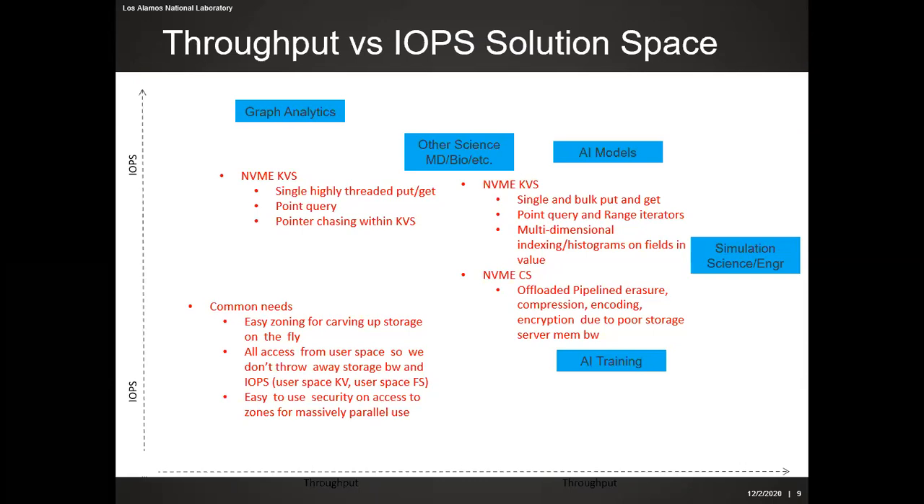So with that background, you take this graphic and look at the kinds of things NVMe could do for each of these workloads. Of course, NVMe key value gets you lots of IOPS, and you can do single and bulk puts and gets and the like. NVMe computational storage, which is what CS stands for, is really for throughput, so you can do offloaded pipeline erasure, compression, encoding, and the like. Why would you want to do that? Because storage server bandwidth is so horrible, and even client memory bandwidth is so horrible, that you can't do all these things at full network rate anymore. So offloading these makes a lot of sense, and doing it in a standard way using the NVMe computational storage standard seems like the right thing to do. So that's what that means.